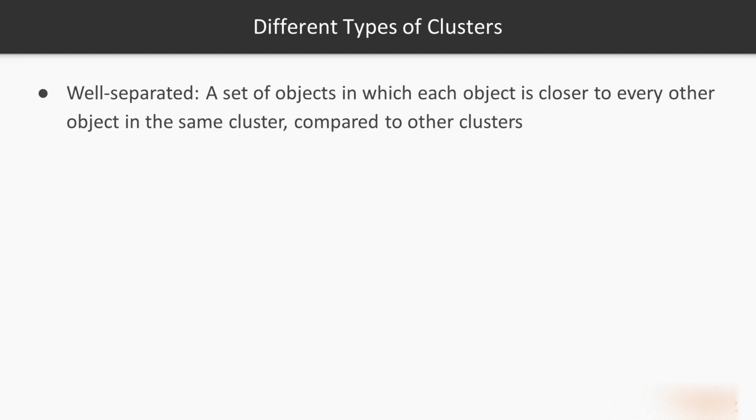A well-separated cluster is a set of objects in which each object is closer to every other object in the same cluster compared to the other clusters. Normally, a threshold is defined for the comparison.